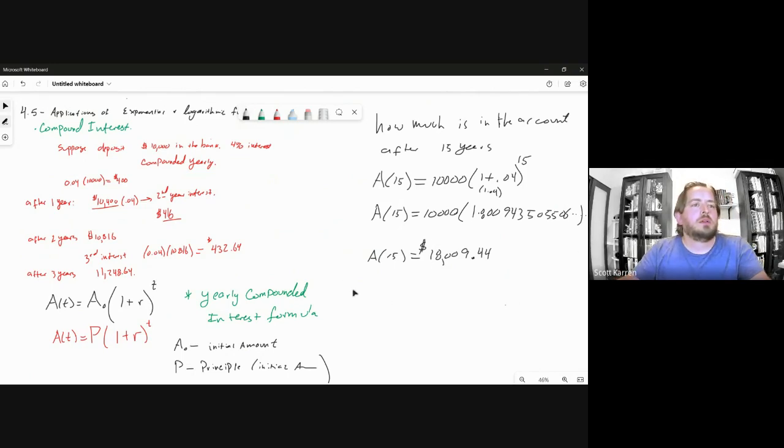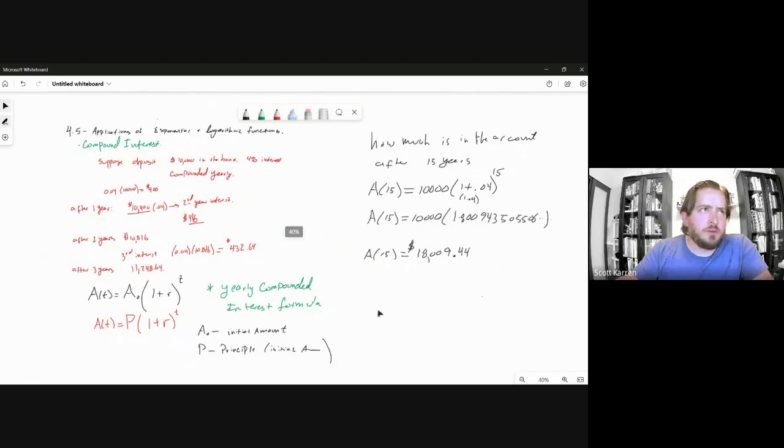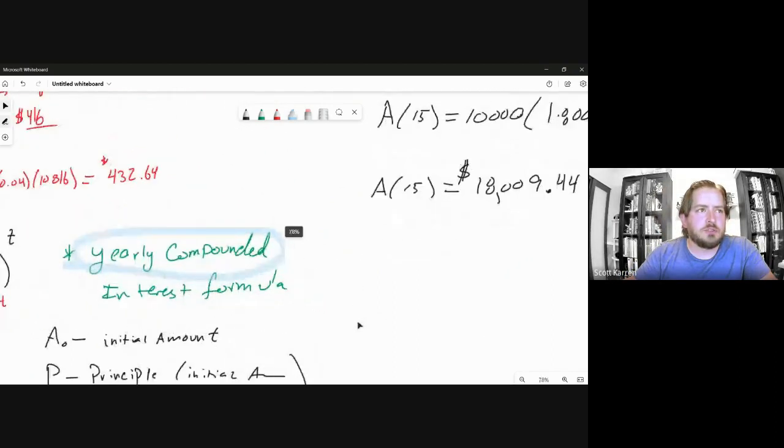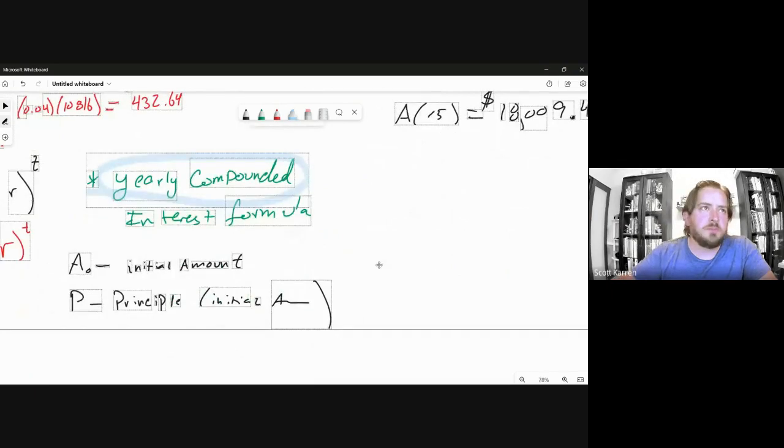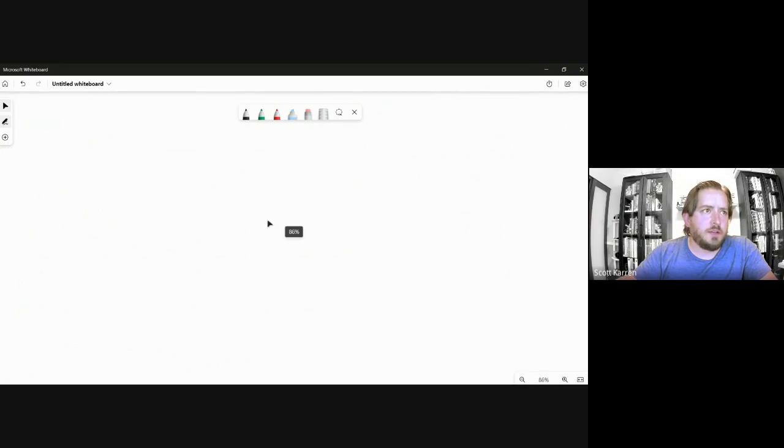Now, this idea of yearly compounding is not very often used. Sometimes it is, depending on your financial institution and what product you've got. But most financial institutions will compound monthly. And so our formula changes just a little bit for that.